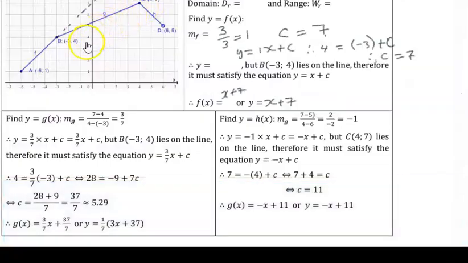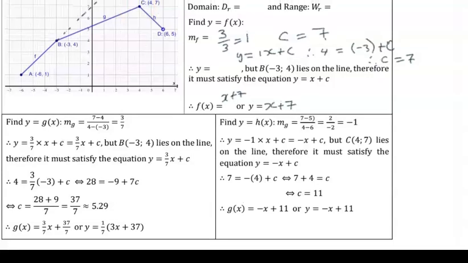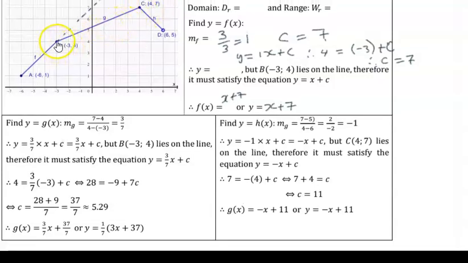If I want to find the equation of g, there are two ways to do it. The first one is by just counting how many blocks I must go up to get to the point C. That will be 1, 2, 3, and then 1, 2, 3, 4, 5, 6, 7 until I get to the C value. So my slope will be 3 divided by 7.